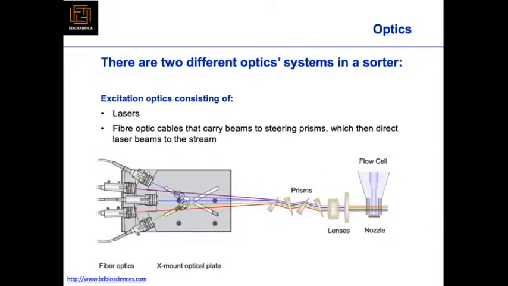There are two different optic systems in a sorter. One is excitation optics, consisting of lasers and fiber optic cables. These are fiber optics here, and then there's an X-mount optical plate, then a prism and lenses. Then the flow cell is there with the nozzle. Various laser lights come from the fiber optics, are focused with the help of the prism, and then focused even more with the lenses, and your laser lights go like this.